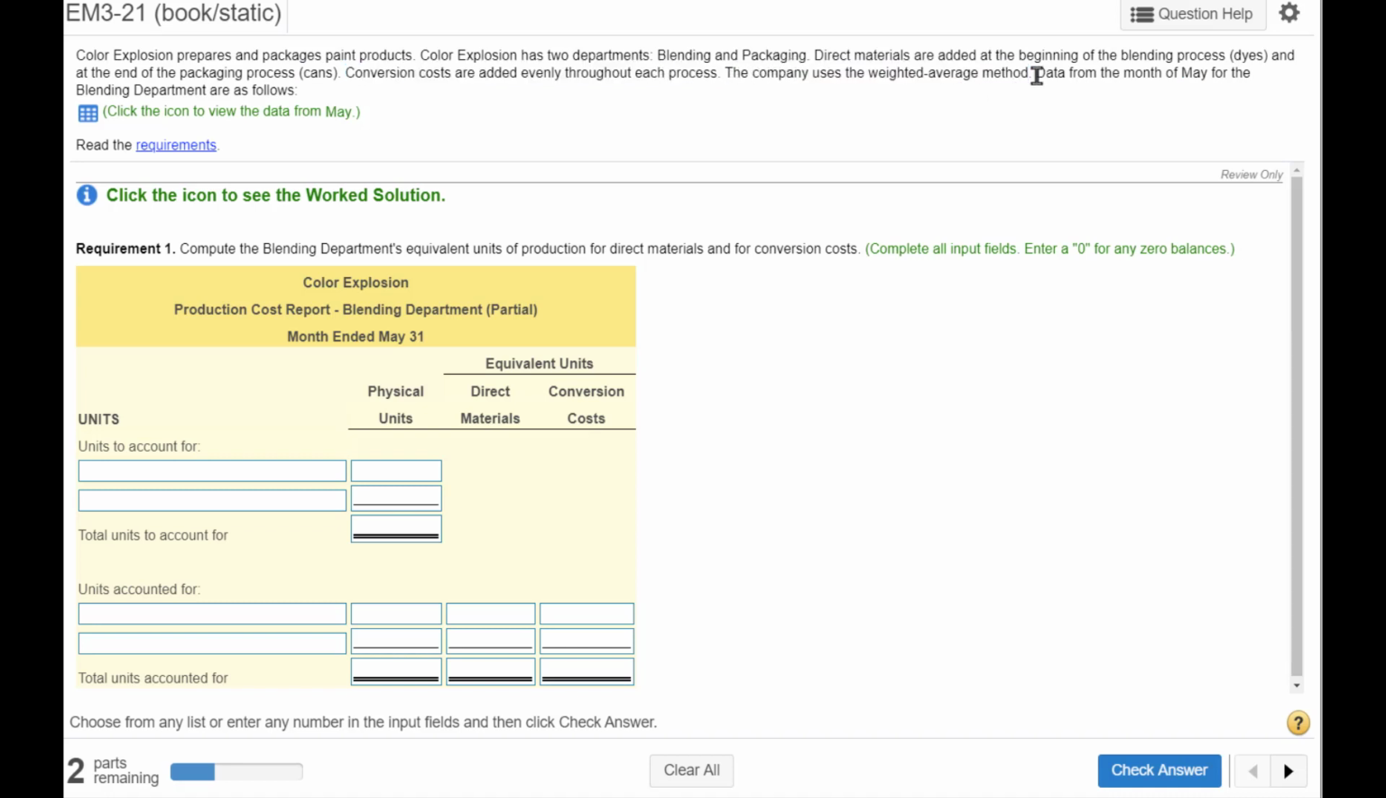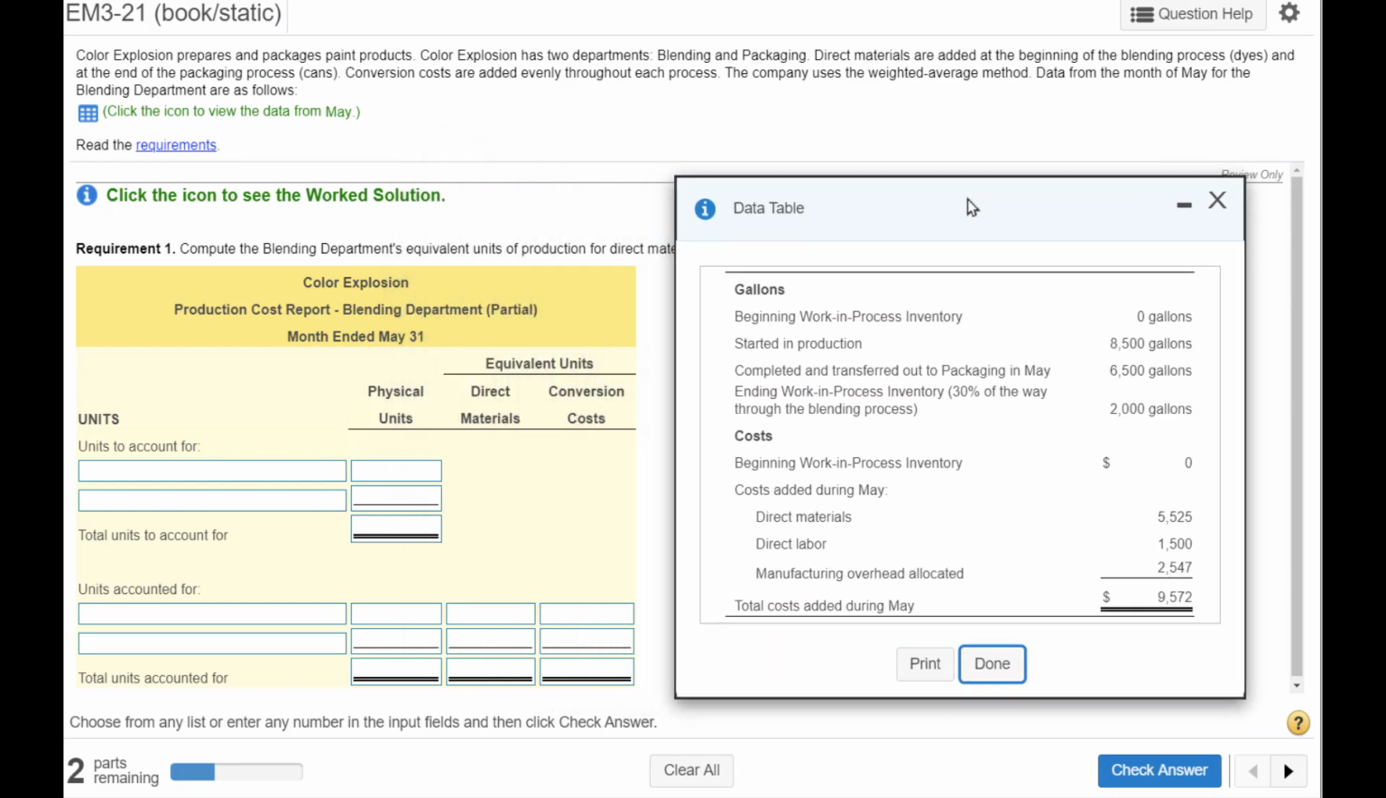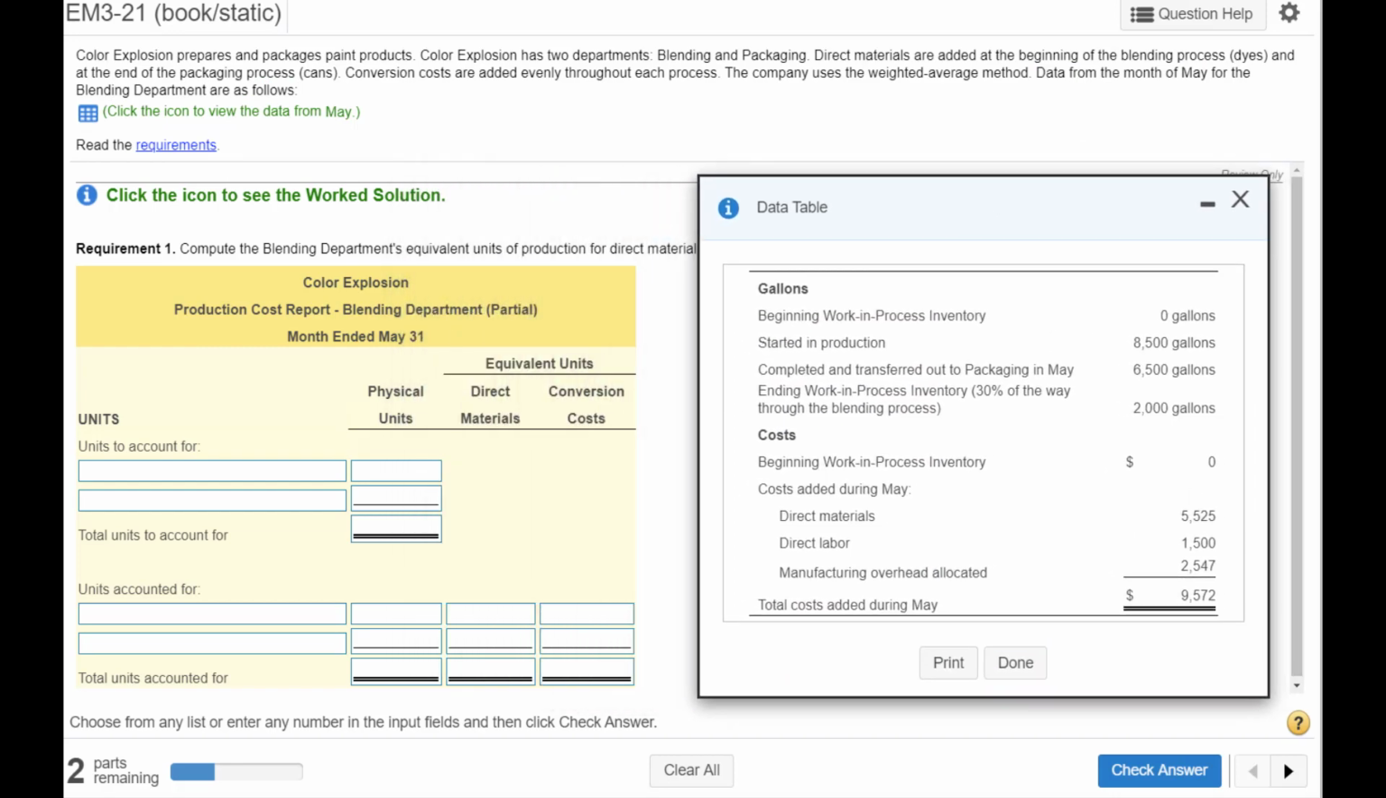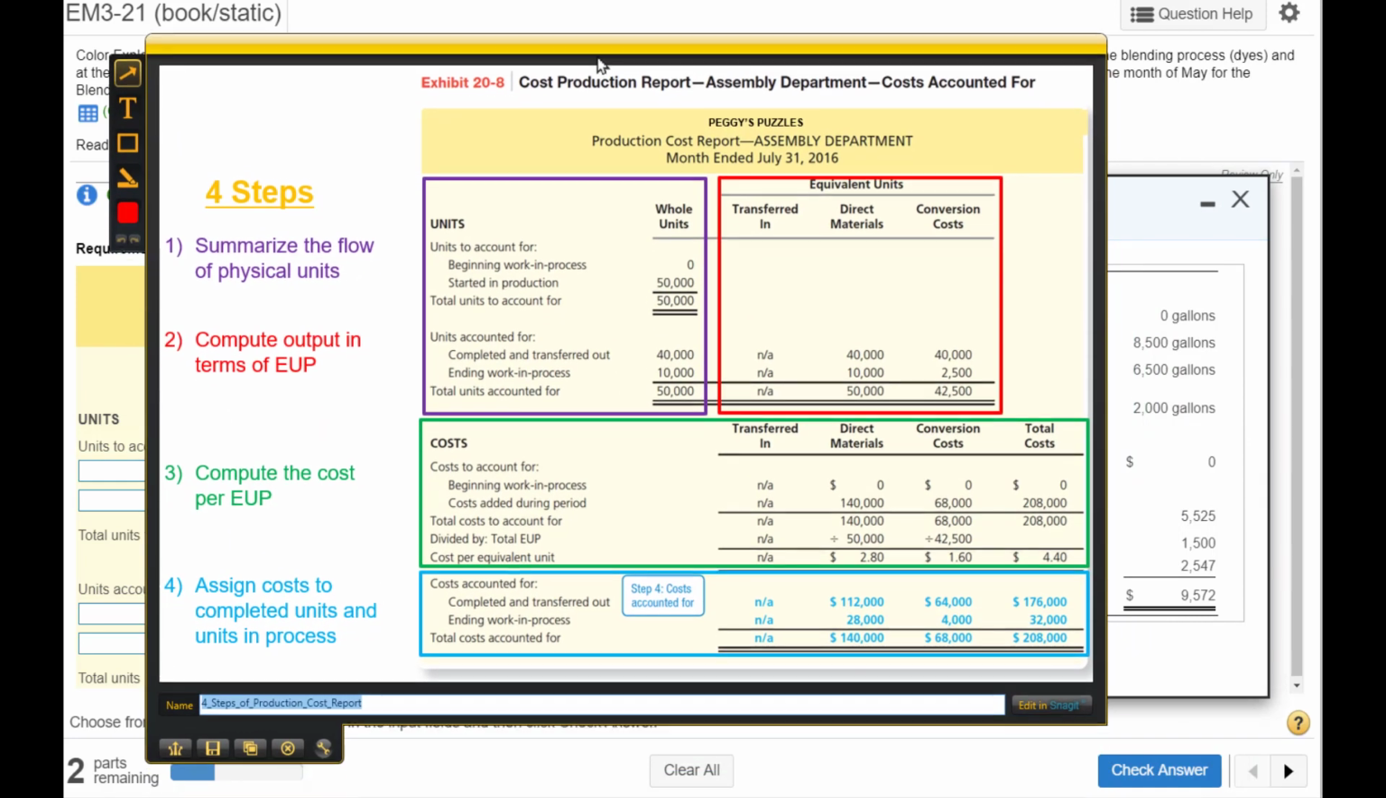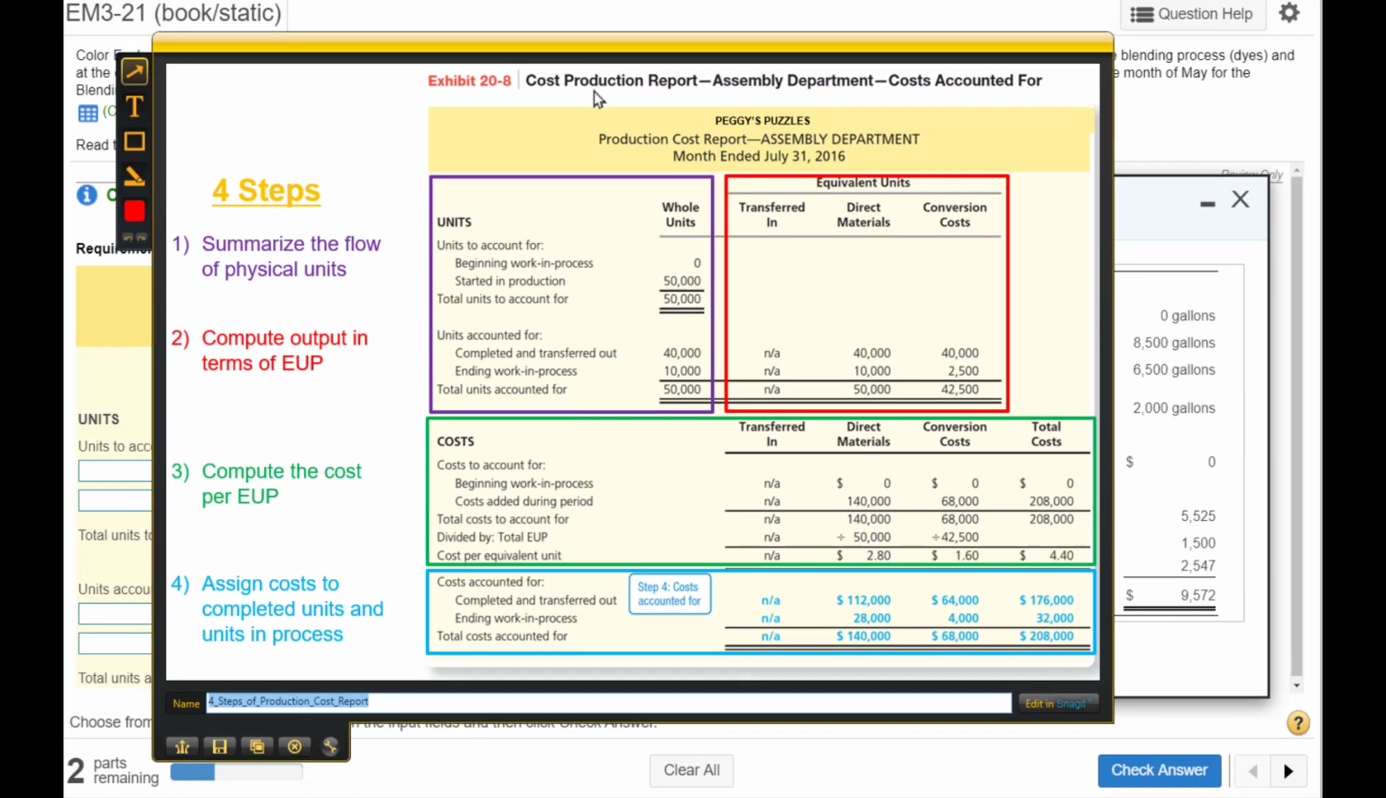Data from the month of May for the blending department are as follows. So we're going to create a production cost report. So this is from our slides, and there are 4 steps. We're going to summarize a flow of physical units, which is right here. So we have to figure out how many units were in process and then started in process, and then how many were transferred out and how many were left in the process that were incomplete.